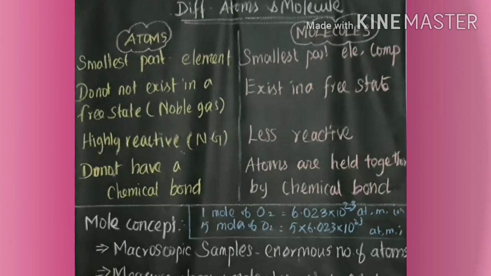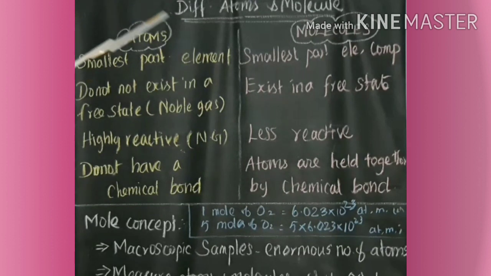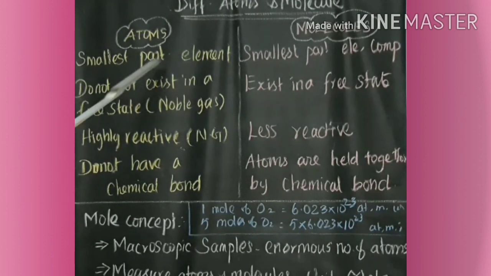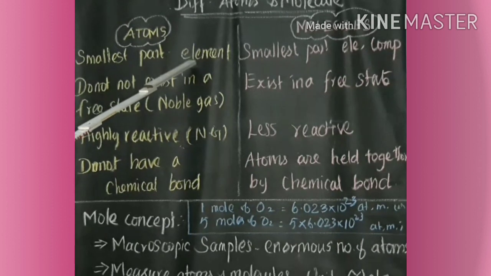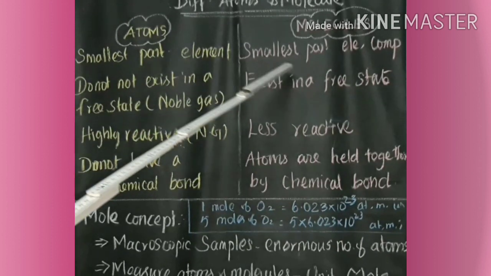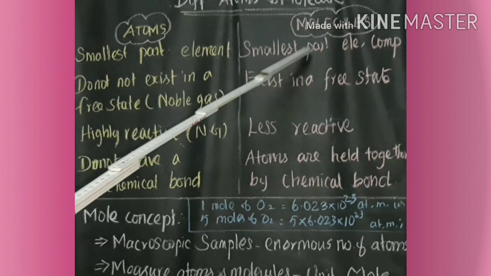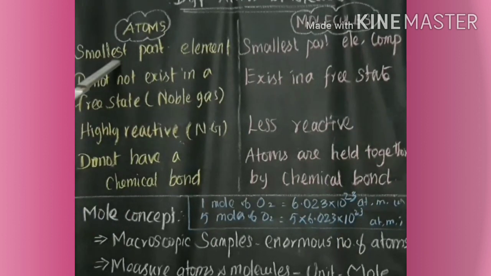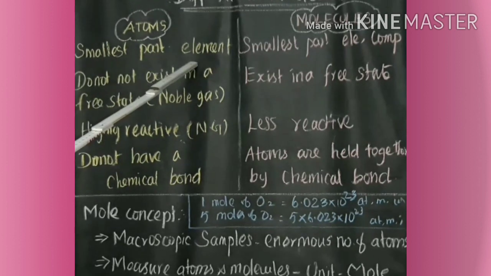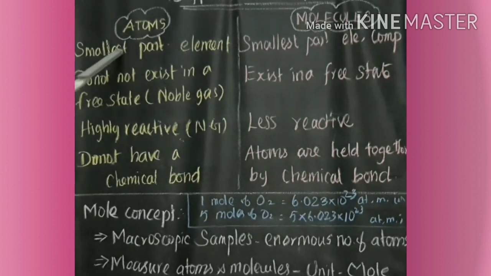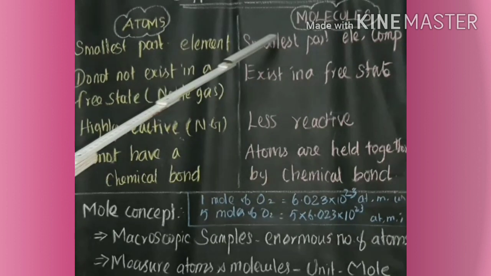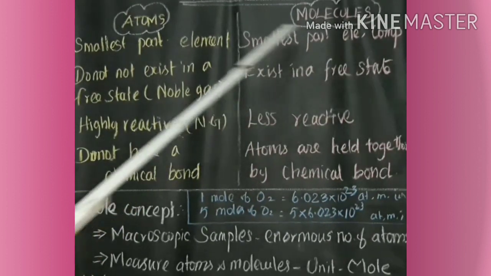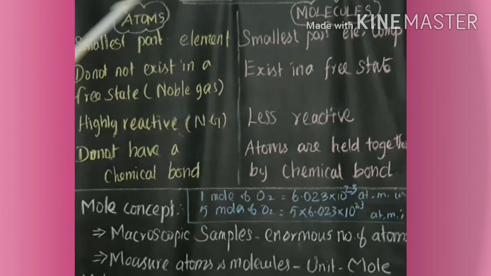Next, we are going to see the difference between atoms and molecules. What are atoms? Atoms are the smallest particles that take part in a chemical reaction. But molecules are the smallest particles of an element or compound. Is it clear? Atoms are the smallest particles of an element only. But molecules are the smallest particles of elements and also compounds. Molecules are present in compounds.